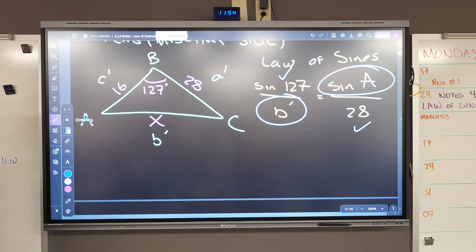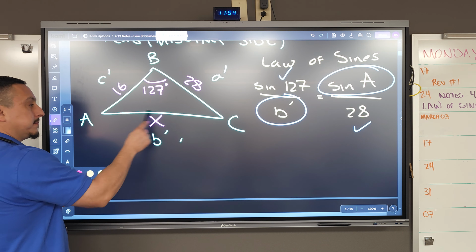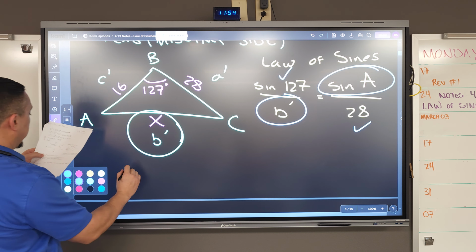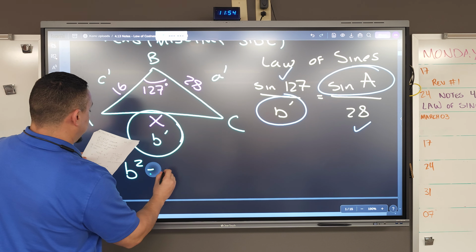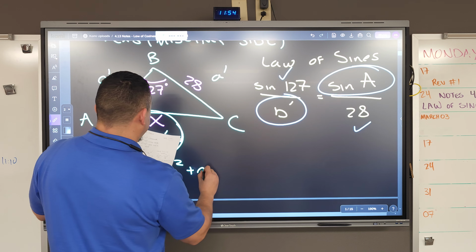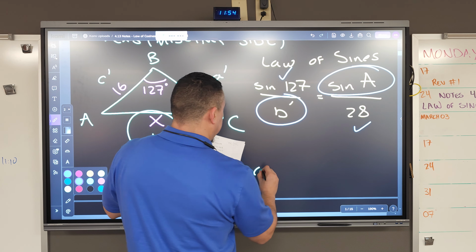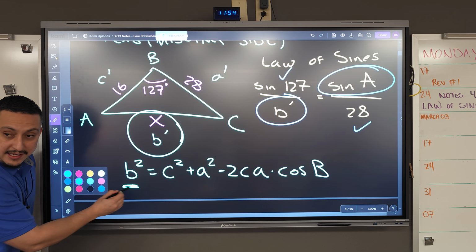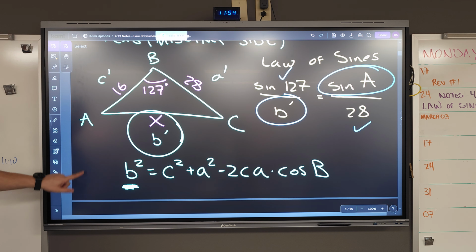Okay, so here we begin. I need side B, so I'm going to use the B formula. You don't have to rewrite it because you already wrote it just now, but it's this one: B squared equals C squared plus A squared minus 2CA cosine B. It's that one because I need the B side. Okay, so check this out.